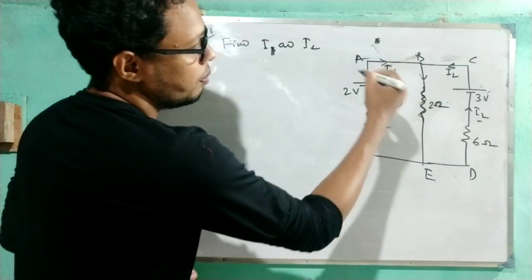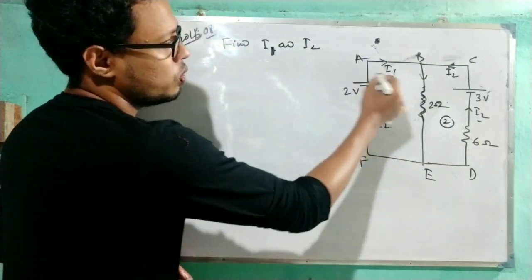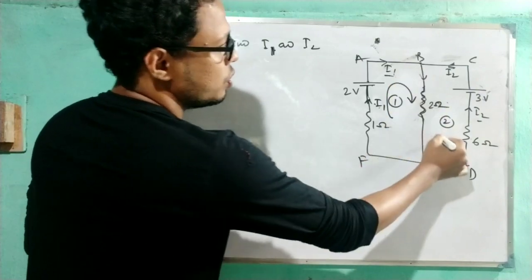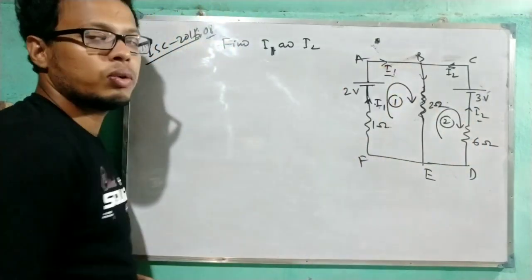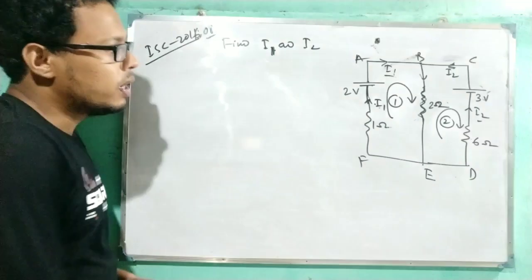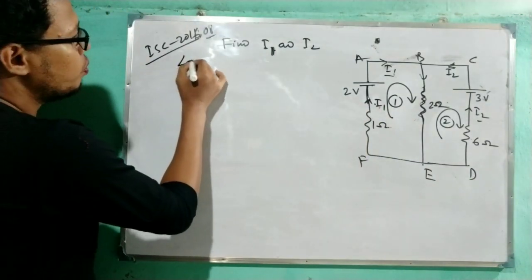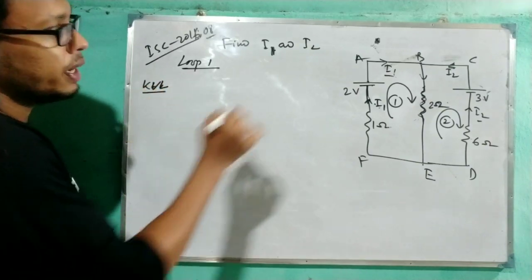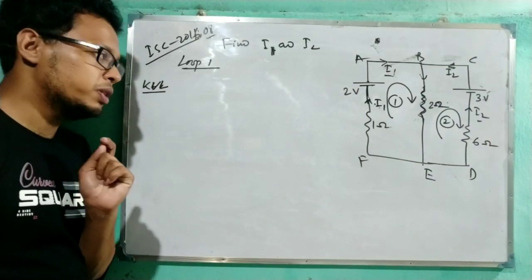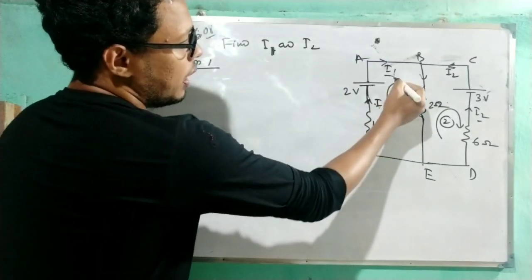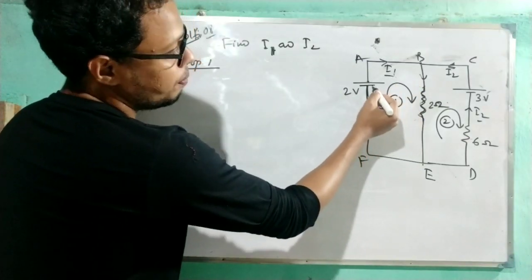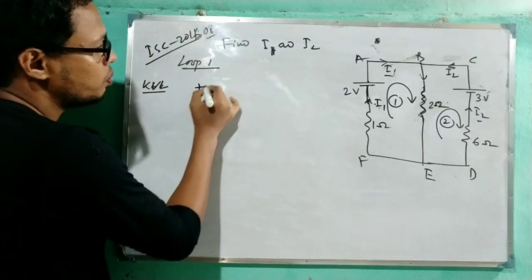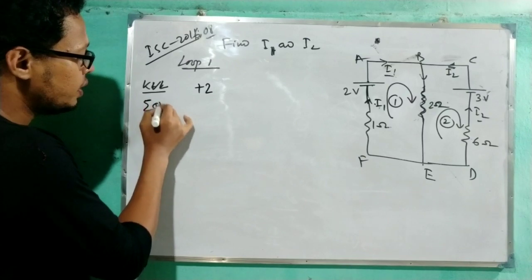Now, name them loop 1 and loop 2. That is closed, and that is also closed. I am taking the path like this, clockwise. You can take anti-clockwise also, or both. First, I will apply KVL in loop 1, which means the summation of del V will be 0. From here I am going along this path from minus to plus. When going from minus to plus, this will be plus, so plus 2 volt. Summation of del V equals 0.